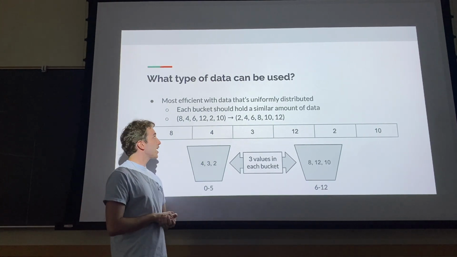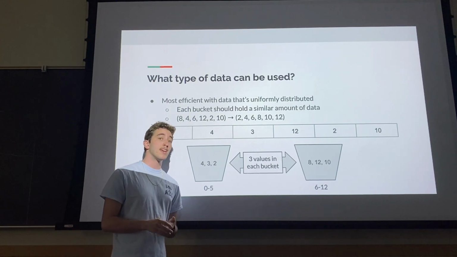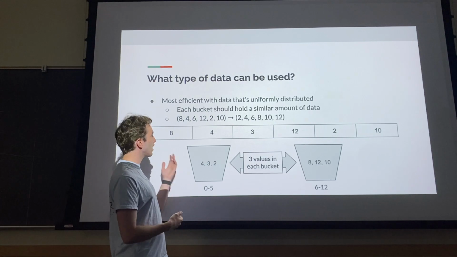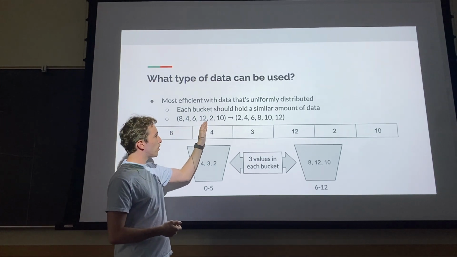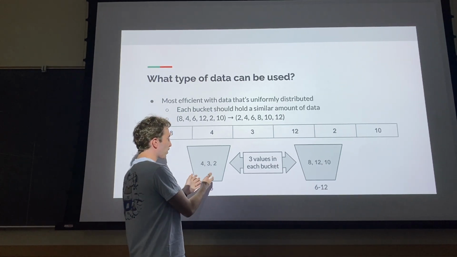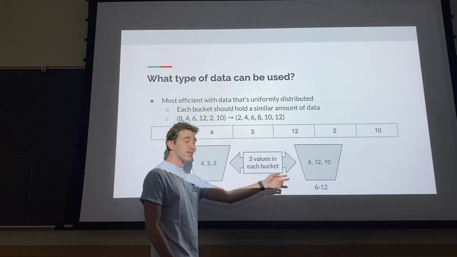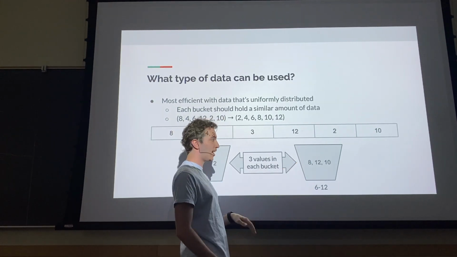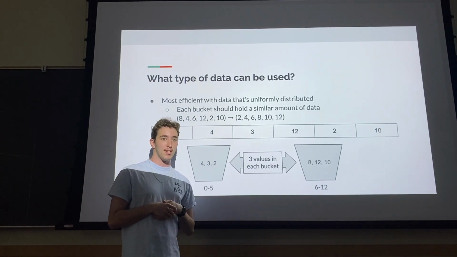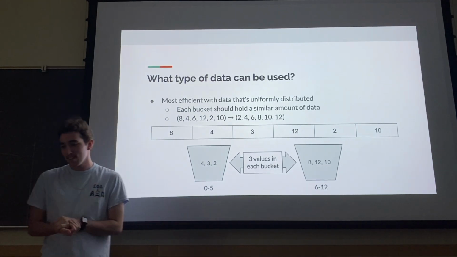So, what type of data can be used, and when is it going to be most efficient? Well, it's going to be most efficient when our data is uniformly distributed. What does that mean? That just means that when we have a data set, say this one here, 8, 4, 6, 12, 2, and 10, we can split it up into different buckets evenly. So the first bucket is going to contain the values 4, 6, and 2, and the second bucket is going to contain the values 8, 12, and 10. So in this case, we have 3 values in each bucket, meaning that it is uniformly distributed. Now I'm going to hand it over to Alex to talk about what happens when it's not uniformly distributed.